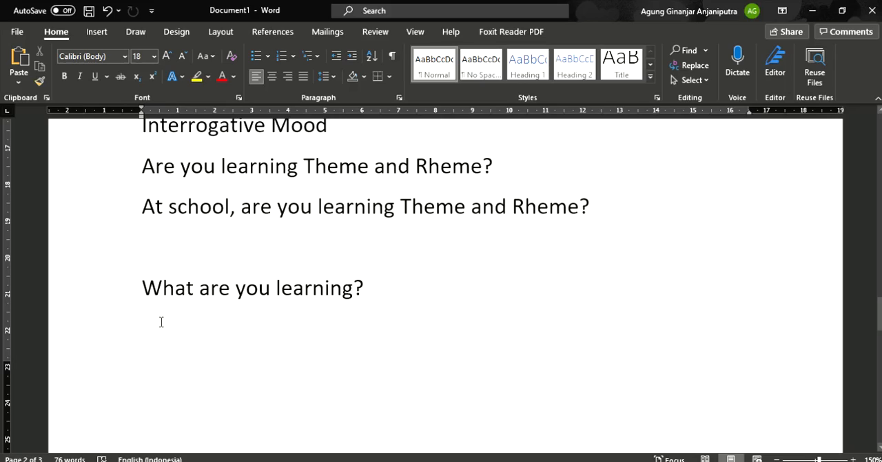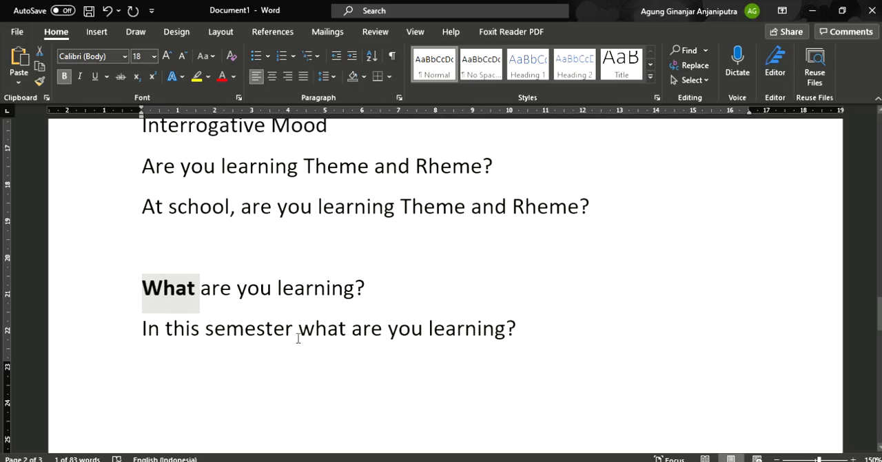Let's say we add "in this semester." What are you learning? Okay, first in this clause, "what" is the unmarked topical theme, but however in this clause, "in this semester" is marked topical theme. Sorry, this one is unmarked. Okay, unmarked topical theme, and this one is marked topical theme. Okay, and the rest of the clause will be the rheme. This one also is going to be the rheme.